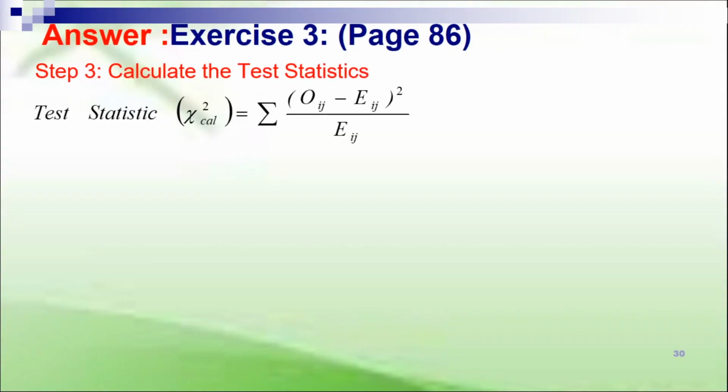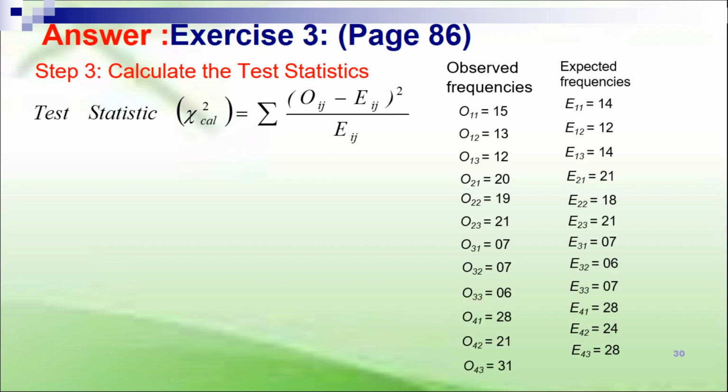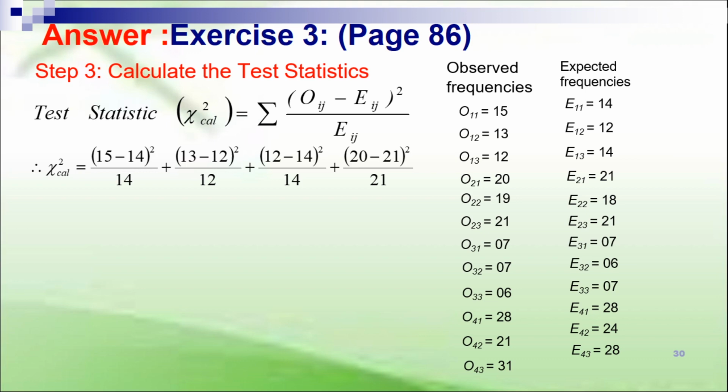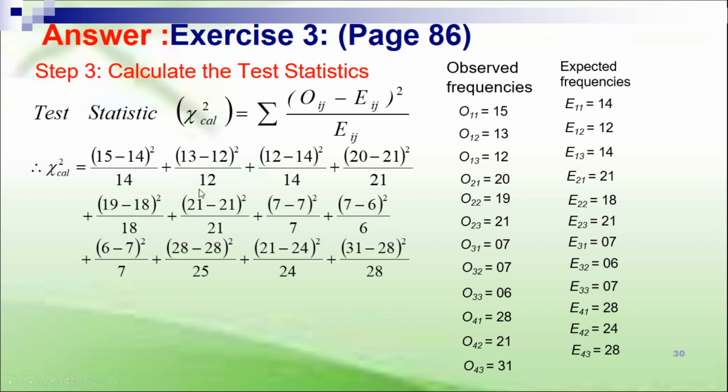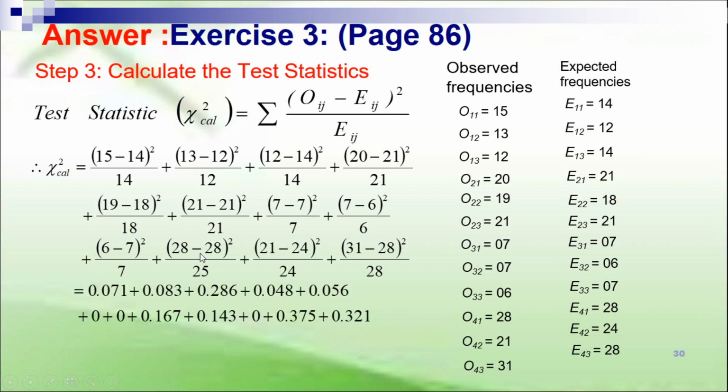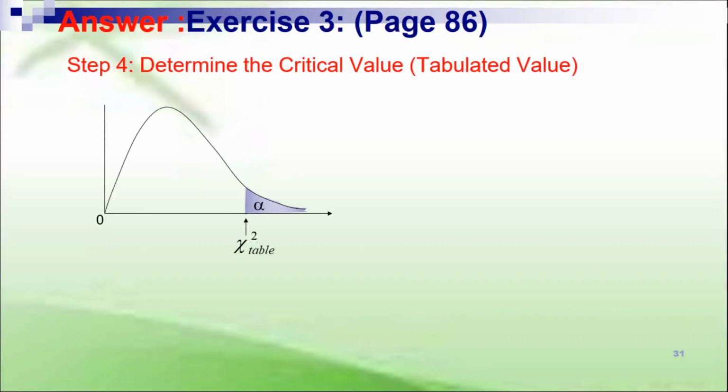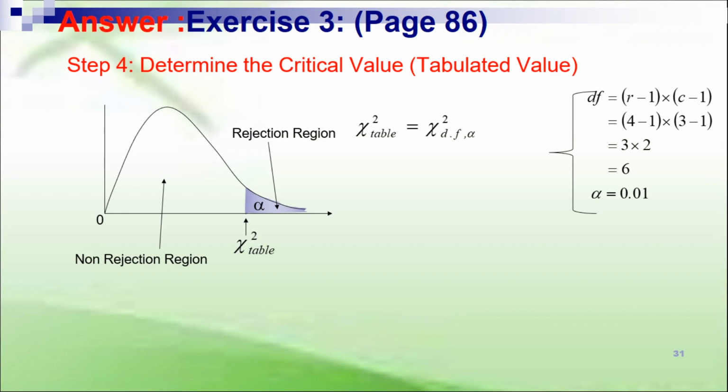Once you calculate the expected frequencies, find the test statistic value based on the observed frequencies and the corresponding expected frequencies. For this process, you can find the chi-square calculated value, that is equal to 1.55. Once you calculate the expected frequencies, see that all values are greater than 5. You have to check the conditions. Once you find the degrees of freedom, here the degrees of freedom equals 6.